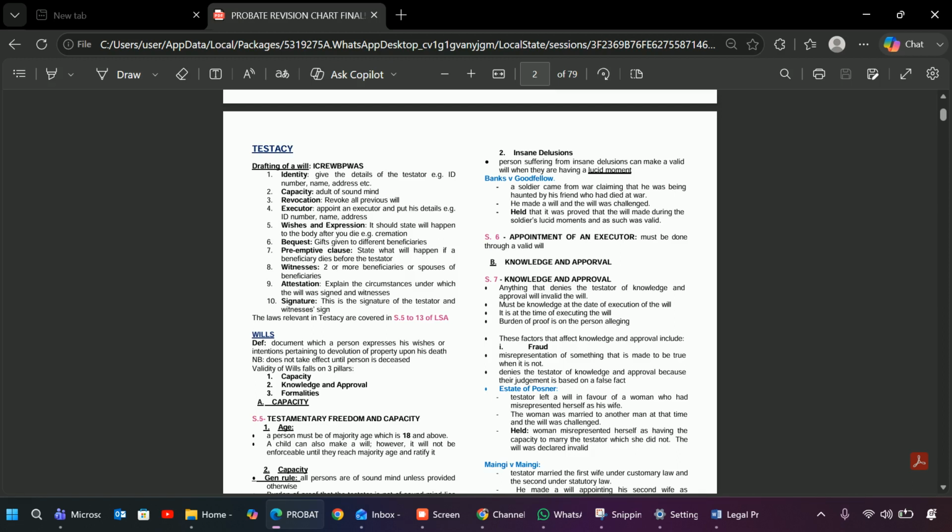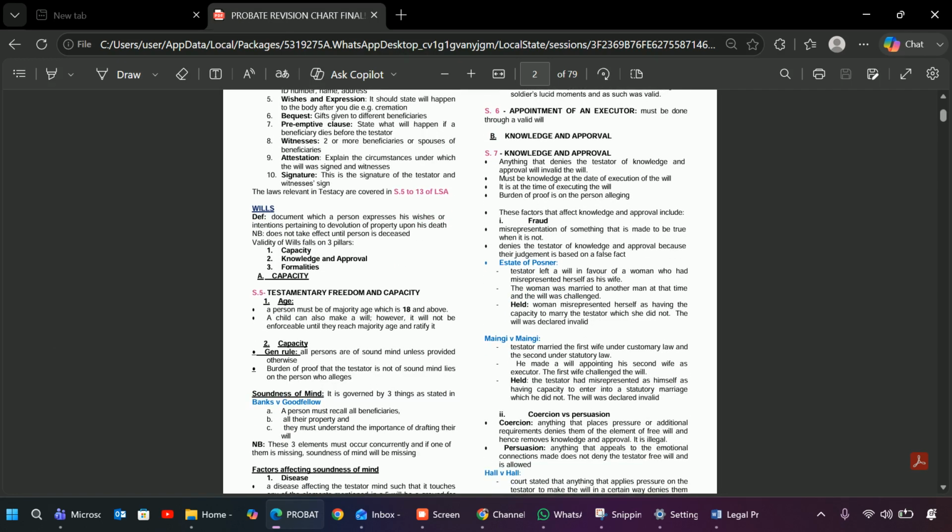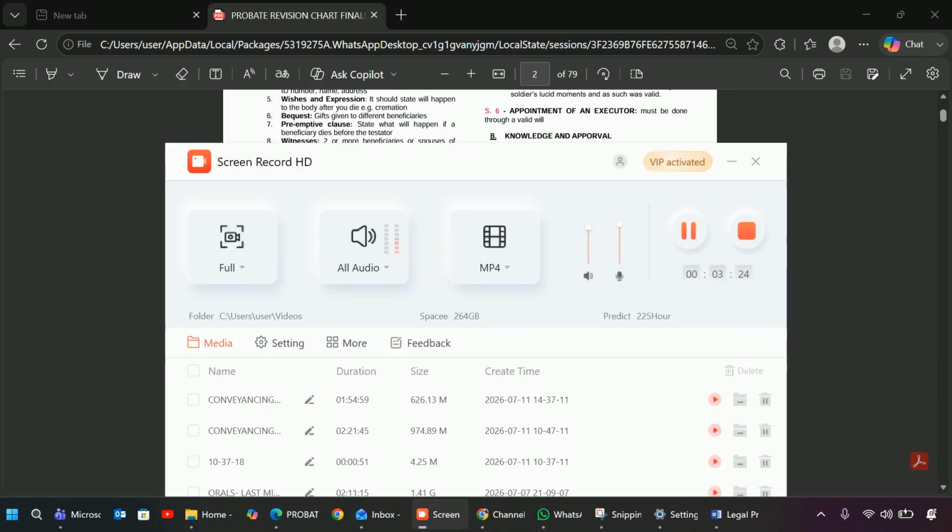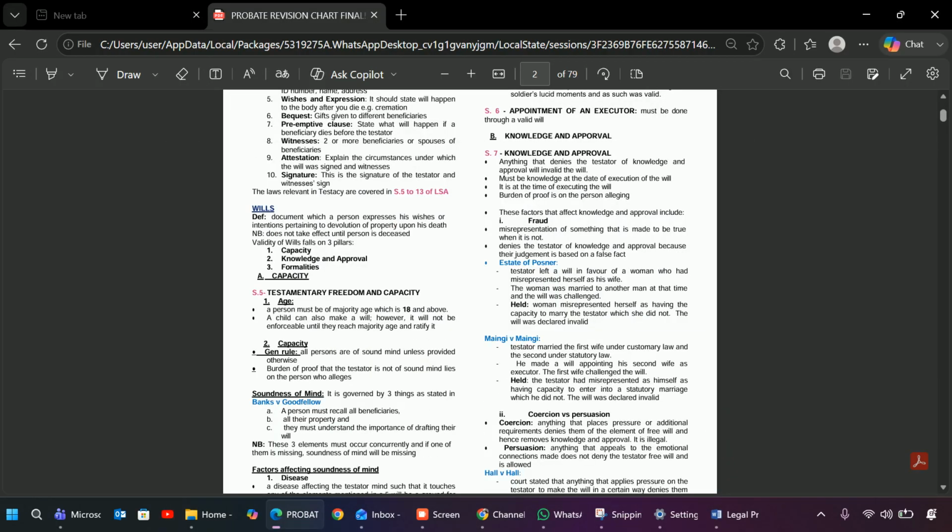Then another roadmap is where we have wills. These are documents in which a person expresses his wishes or intentions pertaining to devolution of property upon his death. And it does not take effect until the person is deceased, and the validity will fall on the three pillars. We have capacity, knowledge and approval, and formality.